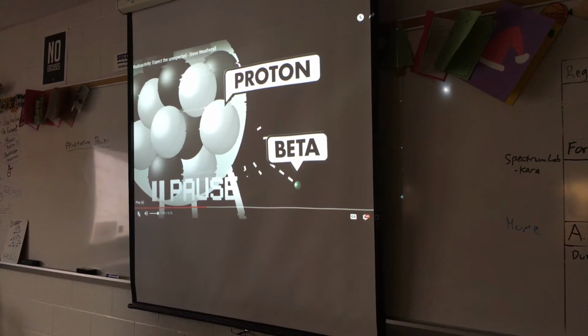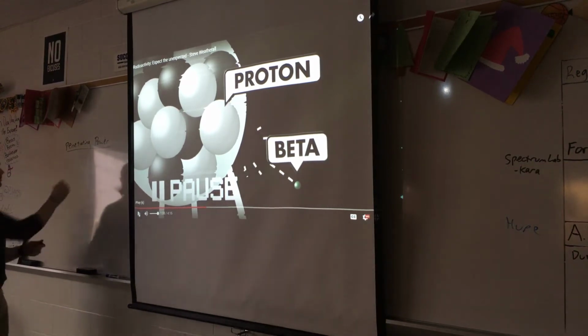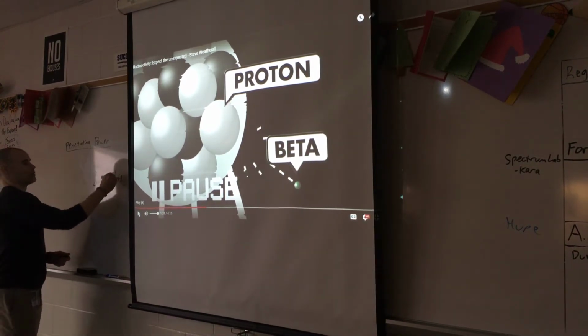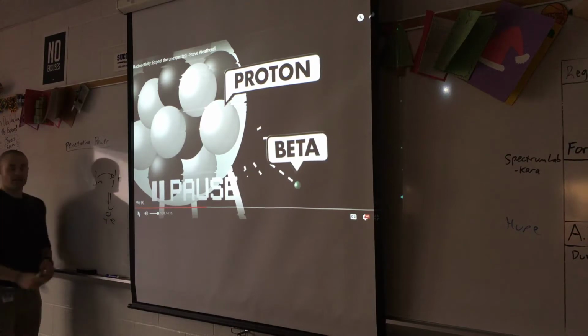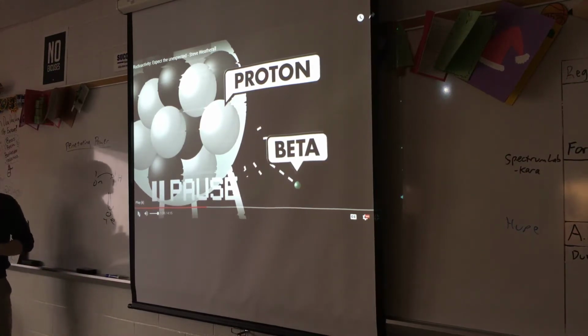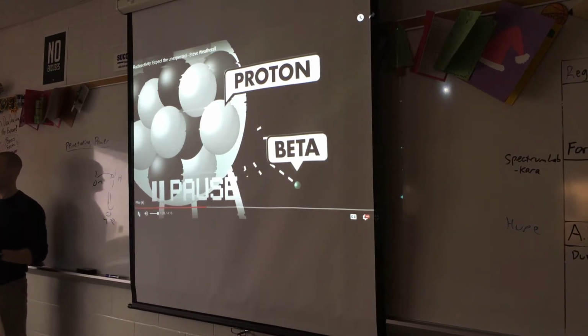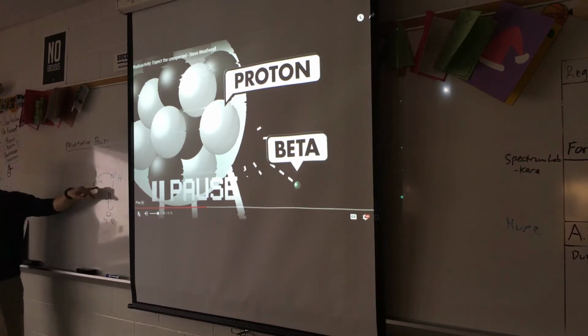Wait, what? How does a neutron turn naturally into a proton? So here's a neutron, here's a proton. When this turns into a proton, it ejects an electron. Why does that make sense? Because if it's going from a neutral charge to a positive charge, it's got to get rid of a negative.